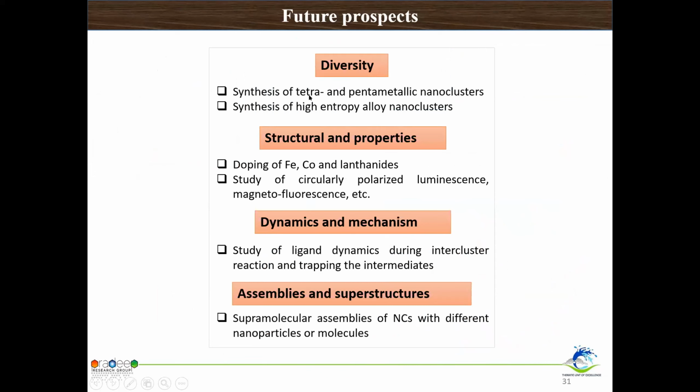So in the future, in respect of experiment, we can synthesize more trimetallic and tetrametallic nanoclusters, and we can incorporate more than 5 or 6 metals, which can lead to the synthesis of high entropy alloy nanoclusters. Also, we can dope iron, cobalt, and various lanthanides. It can induce magnetism and other photophysical properties.